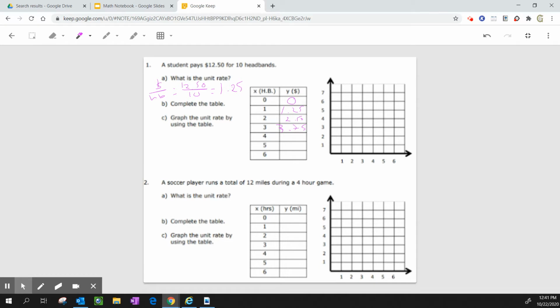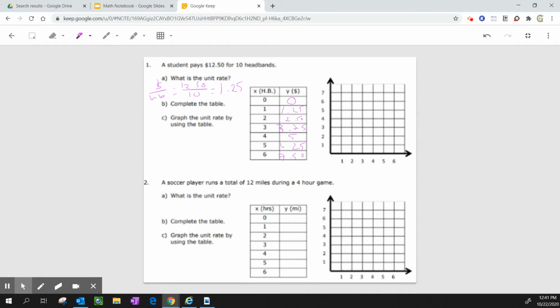And 1 to get to 4 is times 4. So 1.25 times 4 would be 5. And 1 to get to 5 is times 5. So 1.25 times 5 is 6.25. And 1 to get to 6 is times 6. So 1.25 times 6 gives me 7.50. So that's something that we've done previously.